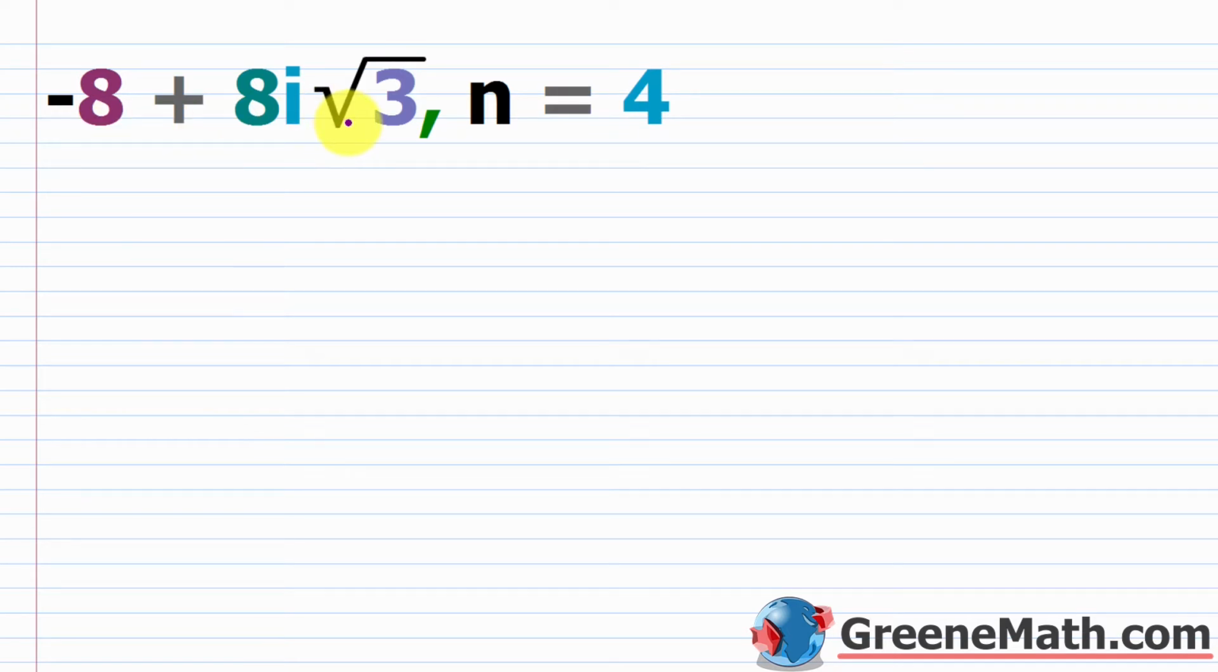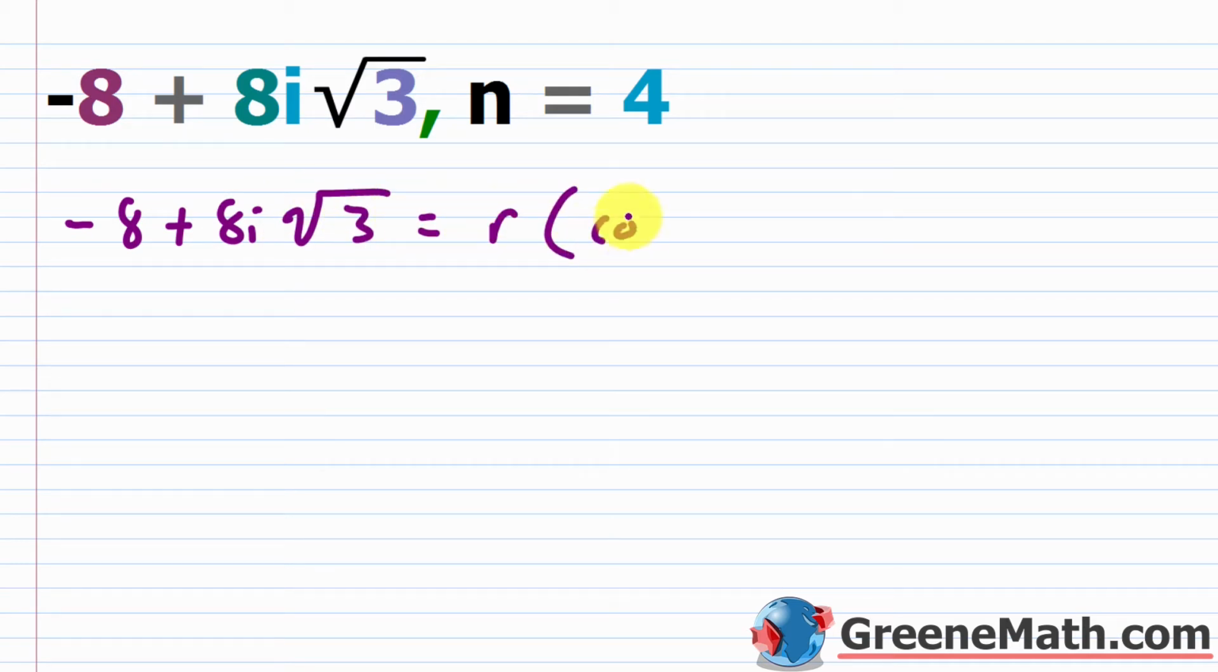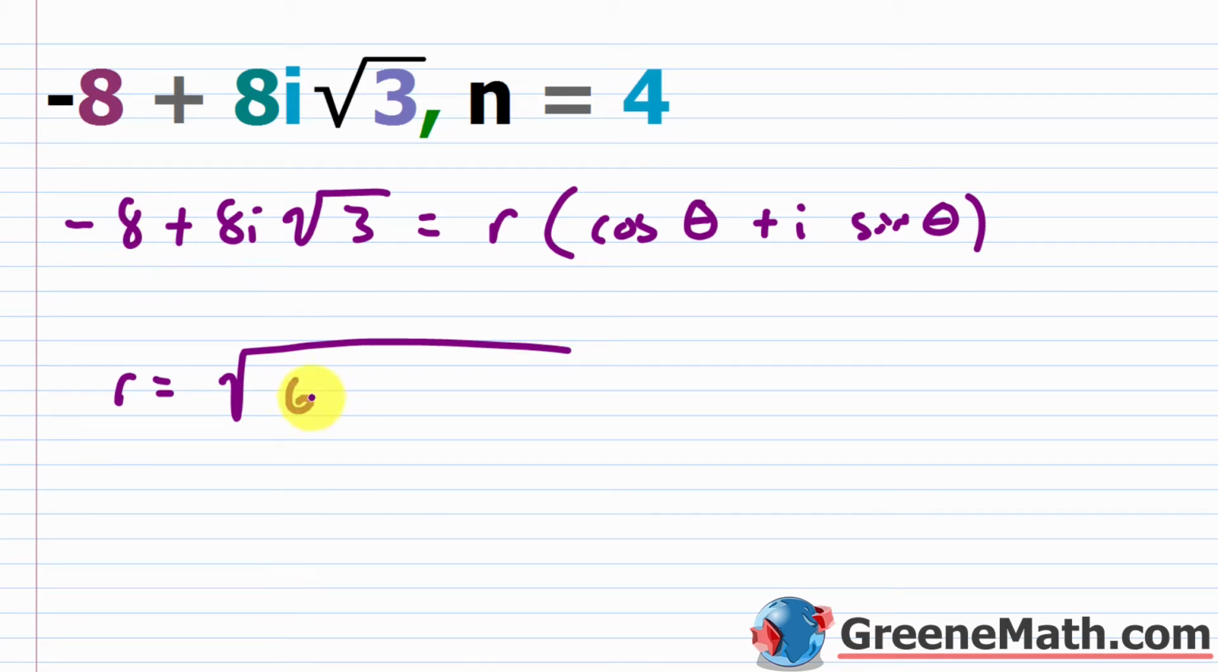Now, again, this is given to us in rectangular form, so I need to convert it into polar form first. So the r value times the quantity cosine of theta plus i times the sine of theta. So let's do this quickly. So r is going to be what? The square root of negative 8 squared is 64. And then 8 times square root of 3 squared is 64 times 3, which is 192. So you're adding those two together, and that's going to give me 256. If I took the square root of that, I would get 16. So let's just erase this and put 16 here.